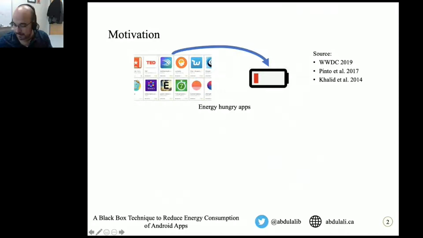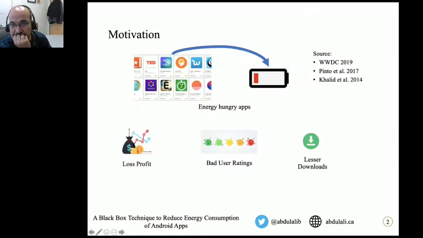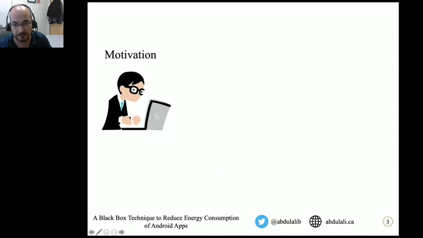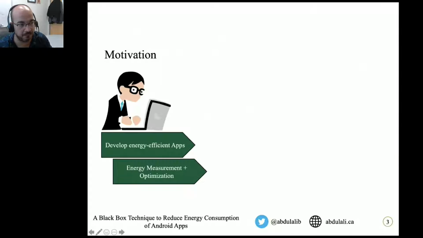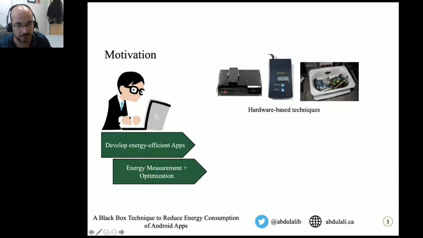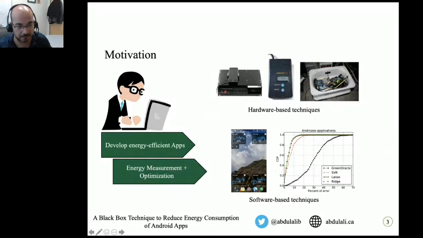First of all, I would like to talk a bit about the motivation behind my work. So, current literature suggests that battery is a huge concern for the smartphone app developers because if an app consumes too much energy, it gets bad user ratings on the App Store, it gets lesser downloads, and it eventually hurts the profit revenue. This concerns the developers. So, now the developers want to develop energy efficient apps by employing various energy measurement and optimization techniques. For measurement and optimization, there are hardware based techniques available for the developers, and also there are some software based techniques available. However, both of these techniques have certain limitations.